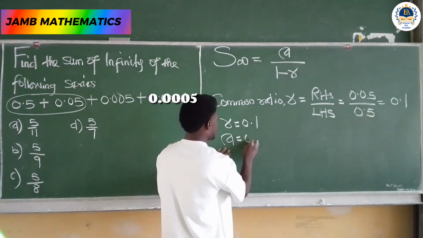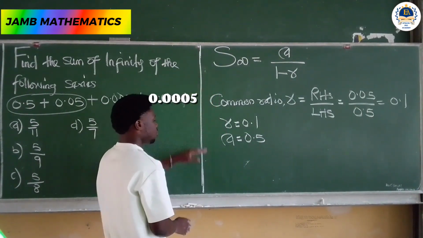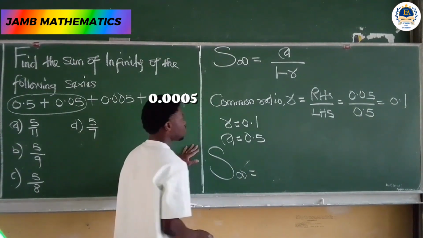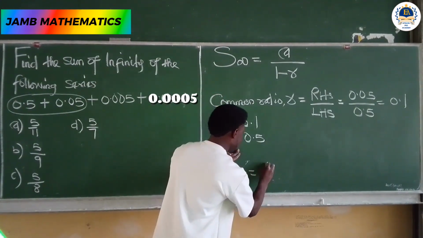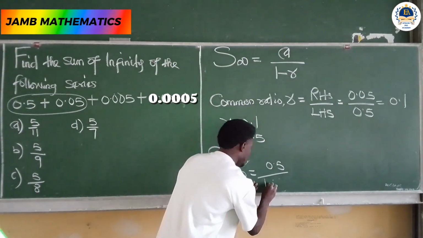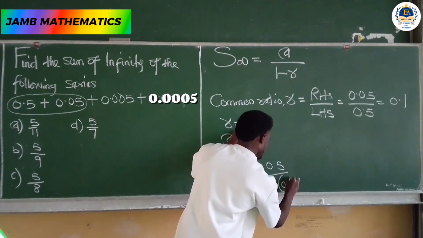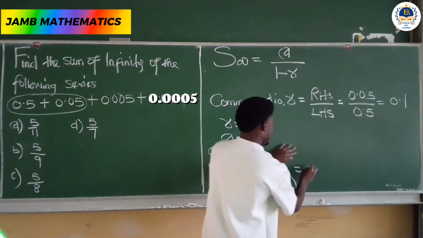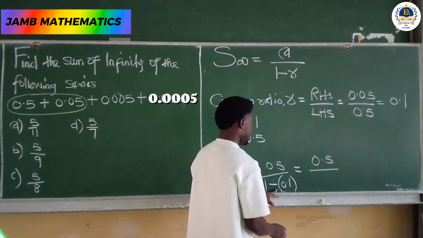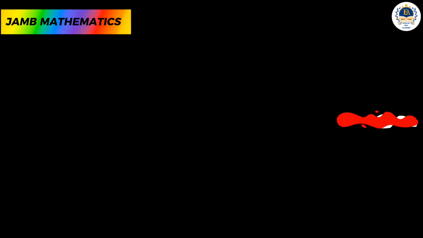So we have here 0.5. Now substituting into this formula, sum to infinity is equal to A, and A is 0.5 divided by 1 minus 0.1. So this gives 0.5 divided by 1 minus 0.1 gives 0.